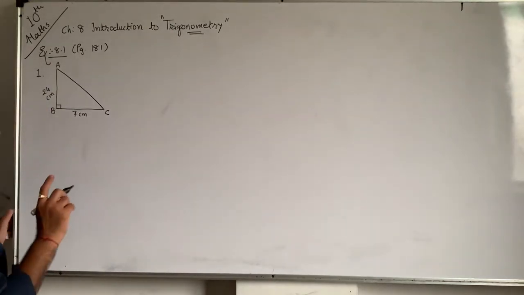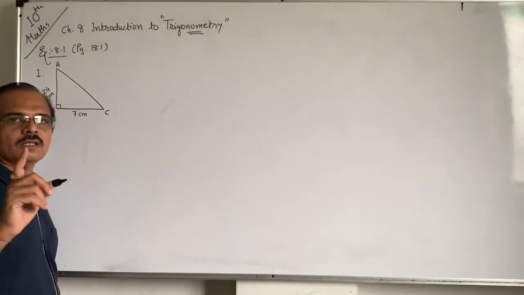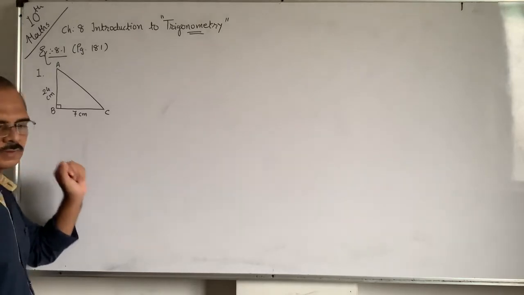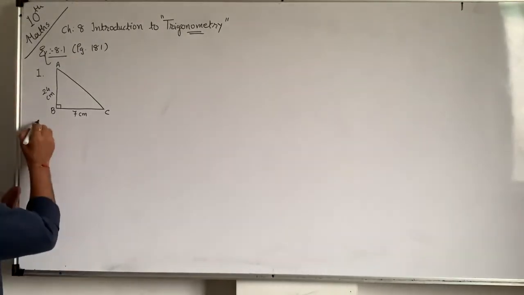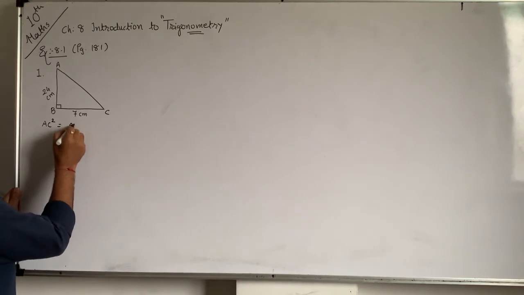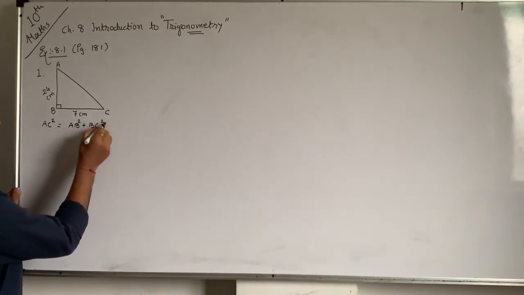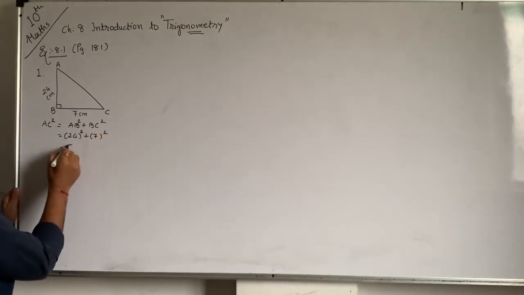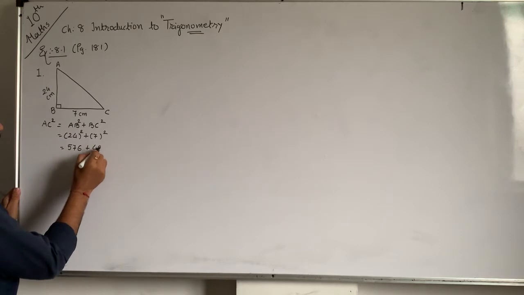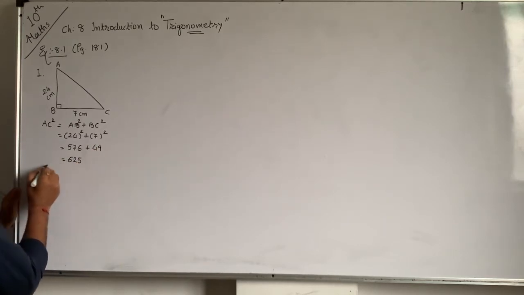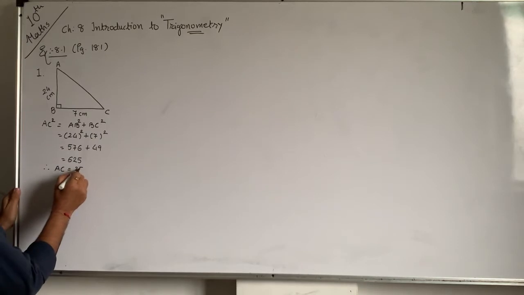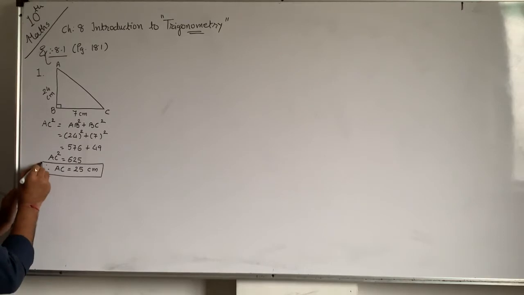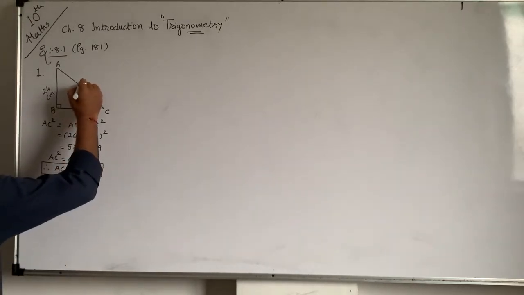See, the first condition is what? You must know all three sides of the right triangle. Here two sides are given, so apply Pythagoras. AC square equals AB square plus BC square, that is 24 square plus 7 square. 24 square is 576 plus 49, that is 625. So AC square is 625, take the square root on the other side. Square root of 625 is 25 centimeter.